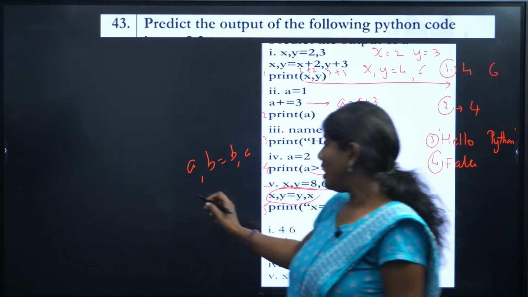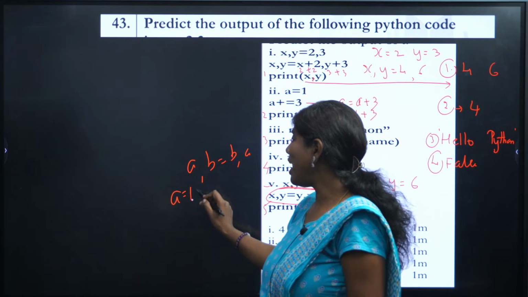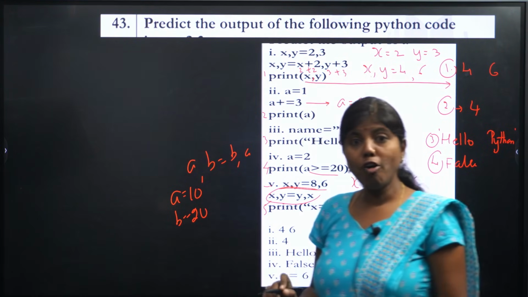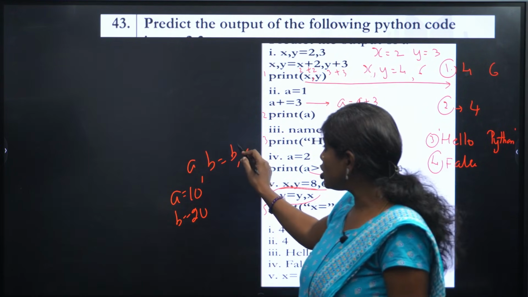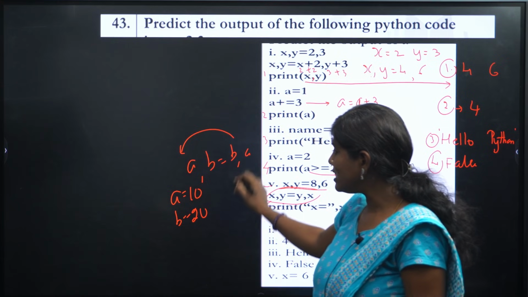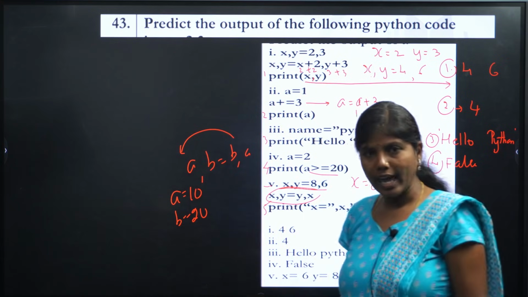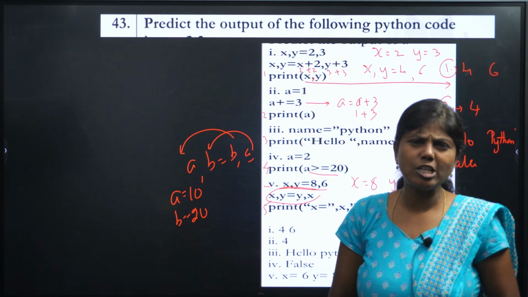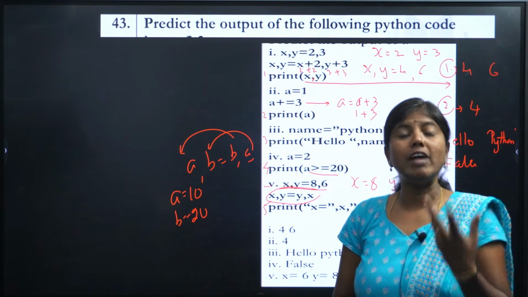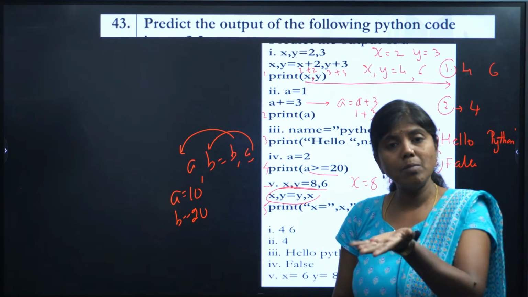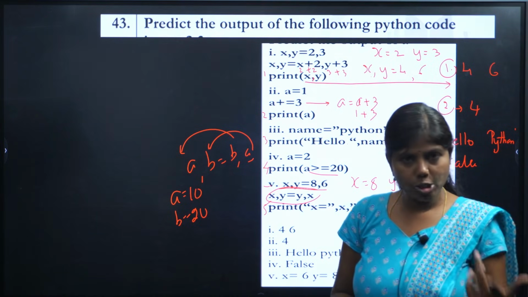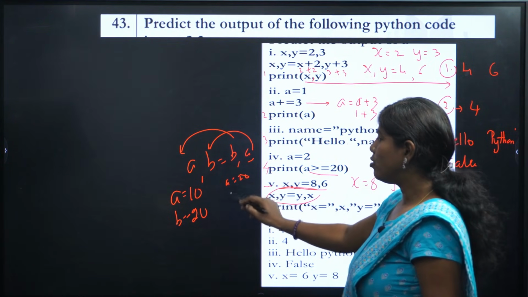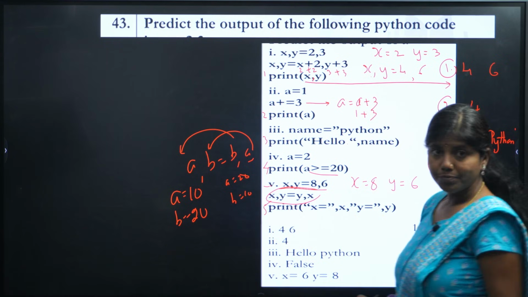Very simple. Let me explain with an example. a equal to 10 and b equal to 20. The value of b, 20, will be stored in a, and the value of a will be stored in b. It just interchanges, students. Swapping is interchanging the values of the variables. a will take the b value, b will take the a value. Is the point clear? That means a will contain 20 now, and b will contain 10 now.